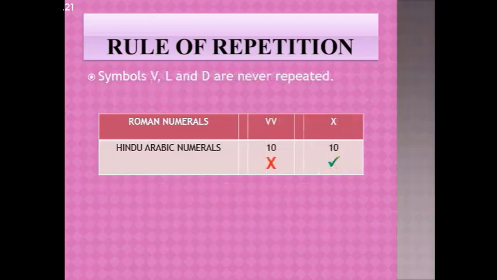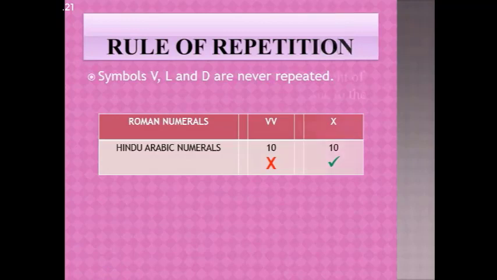The third rule of repetition says that symbols V, L and D are never repeated. That is, symbols for 5, 50 and 500 cannot be repeated. As you can see here, for 10 we write X instead of writing V and V.